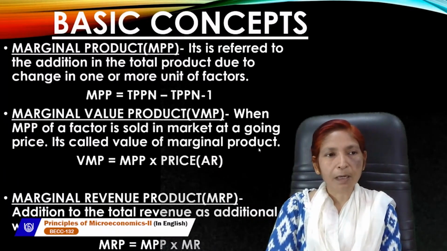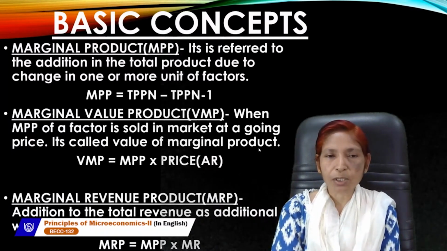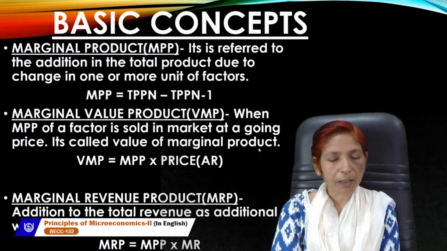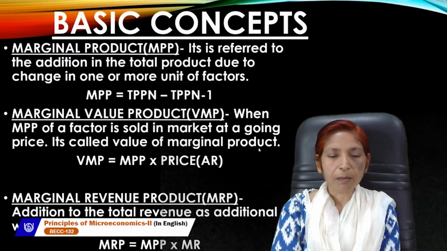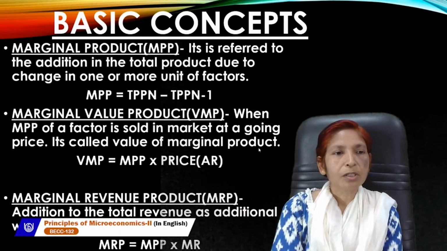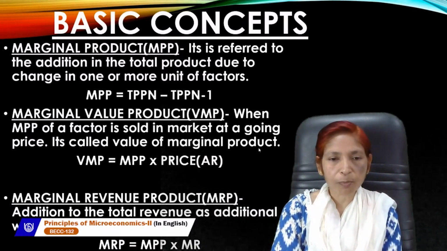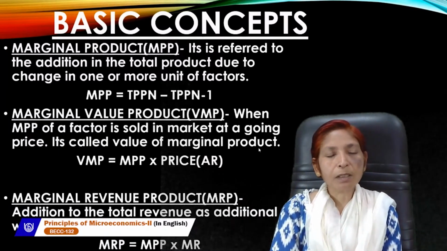The basic concepts are marginal product, or MPP, meaning marginal physical product. The second concept is marginal value product, known as VMP, the value of marginal product. And third is marginal revenue product, known as MRP. In short, MPP is marginal physical product, VMP is value of marginal product, and MRP is marginal revenue product.